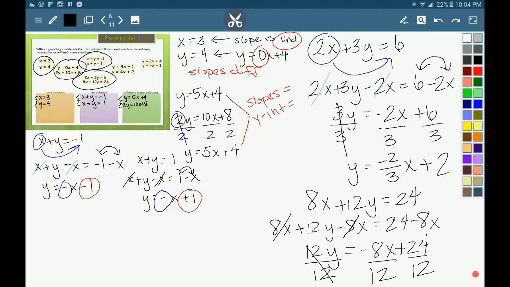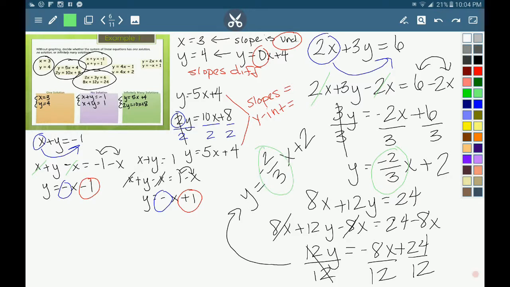And our simplified version, sorry, I'm going to write it over here in this little nook. Sorry if all my work is getting crammed up. It says y equals -8 over 12 reduces down. Both of those things are divisible by 4, so that's -2 over 3x. And then 24 divided by 12 is 2. So if I compare my slopes, I have a slope of -2/3, a slope of -2/3. Okay, so same slope. And again, the same exact y-intercept.